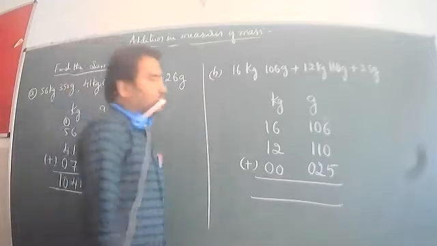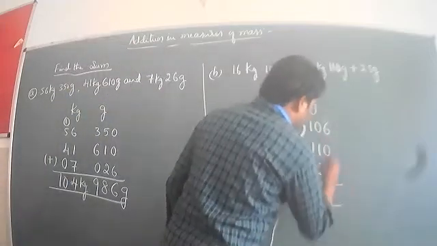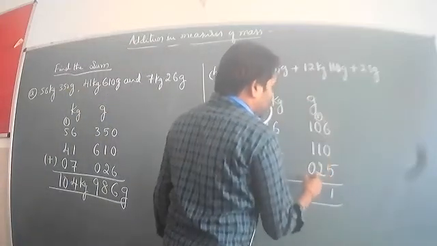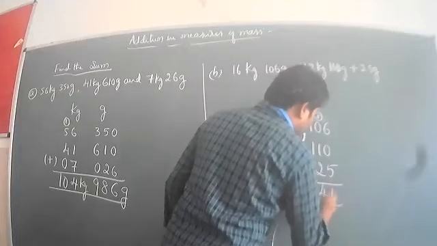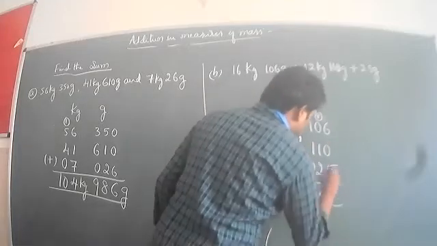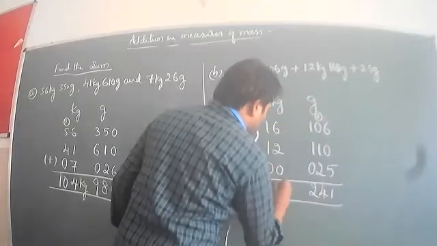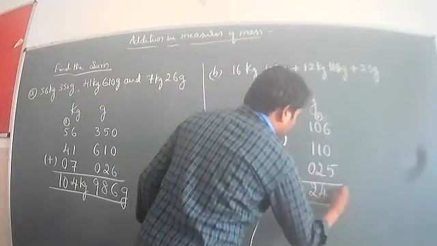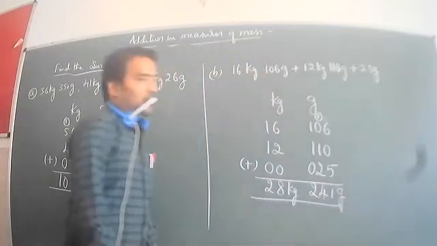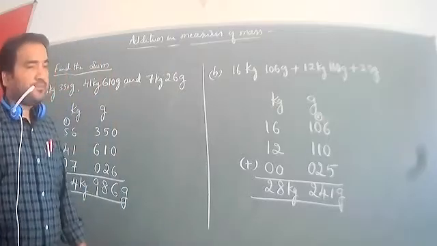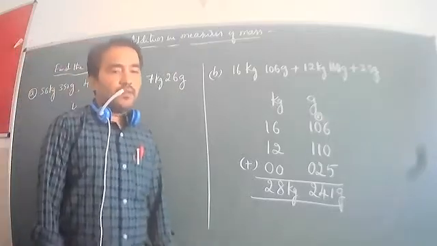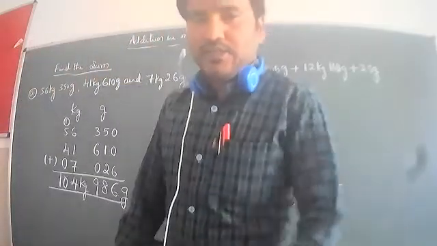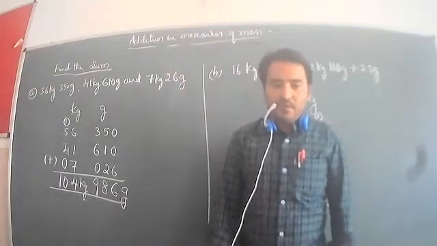Then we add. 6 plus 5 is 11, 1 carry. Next, 2 plus 1 is 3, 3 plus 1 is 4. Then 1 plus 1 is 2, 6 plus 2 is 8, 1 plus 1 is 2. So 28 kg 241 gram. This is the answer. This is how we do addition in measures of mass.